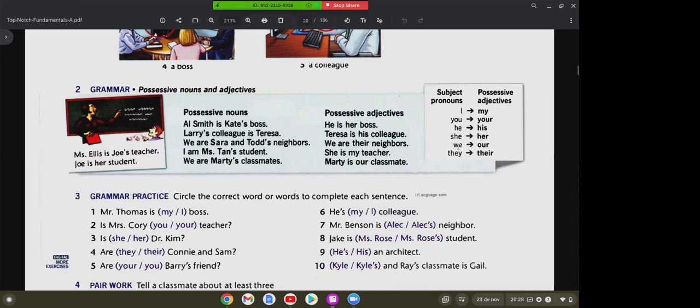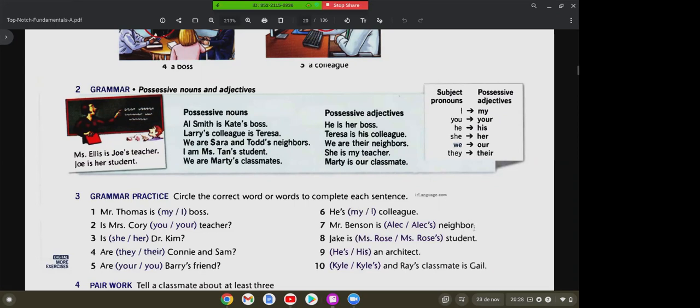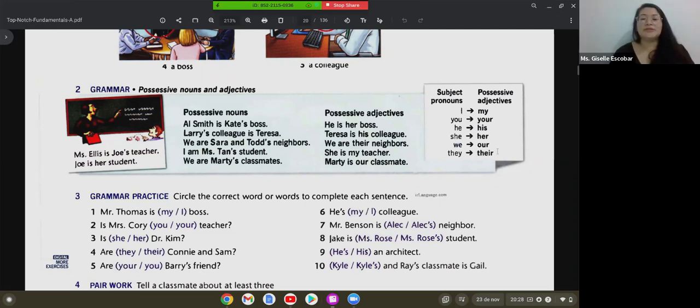We, our. Our teacher. Our neighbor. Our students. Our family. Our country, perfect. So, nuestro, ¿sí? Nosotros, nuestro. Nuestro país, nuestro vecino, nuestro, ¿ok?